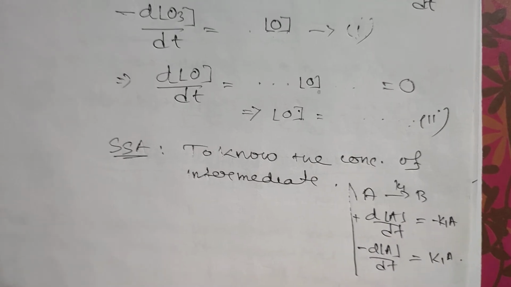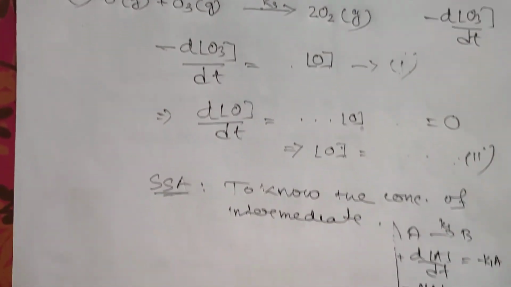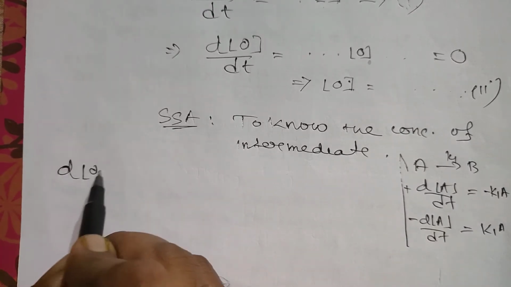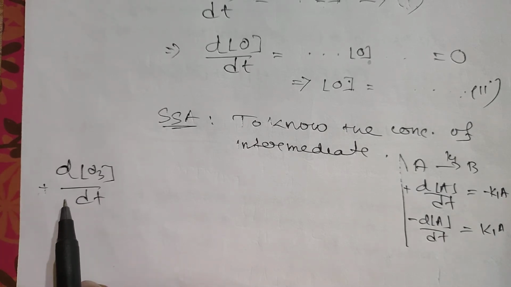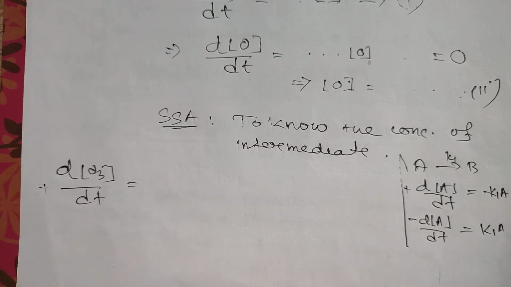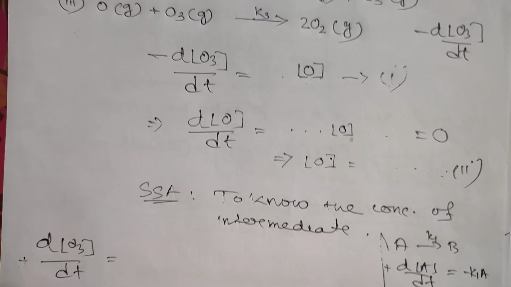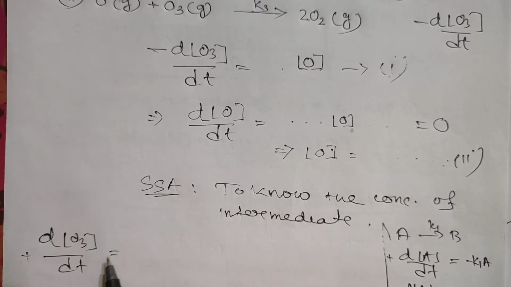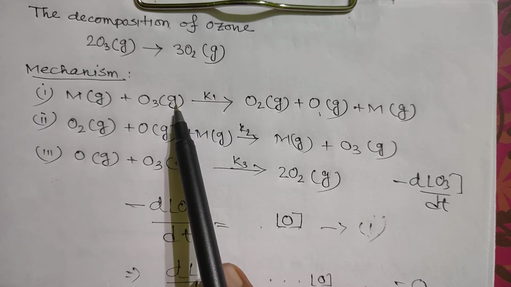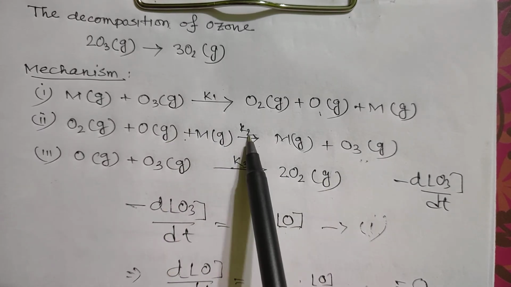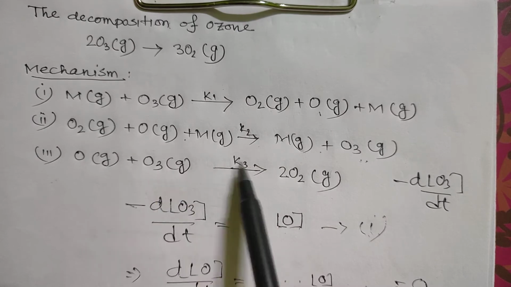In this way we will derive the two expressions. One is about dO3 by dt. If we take the sign as positive, this will actually be easier, because the sign problem will not occur. So we'll see the equation. Where O3 is reacted, the sign will be negative. Where O3 is formed, the sign will be positive. Here O3 reacted, so the K1 term will be negative. Here O3 is produced, so it will be positive, and K3 terms will be negative.